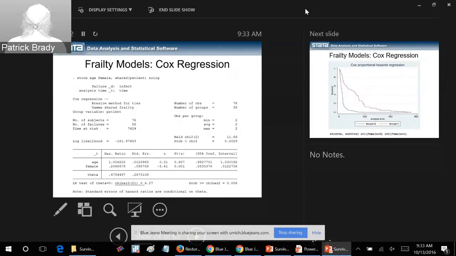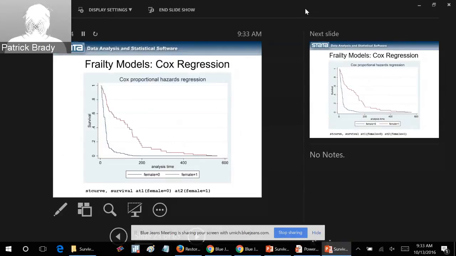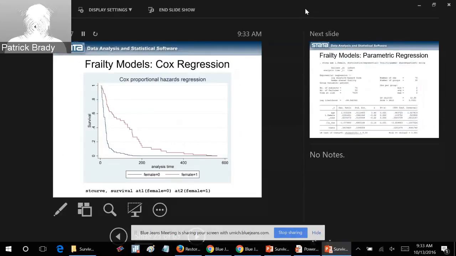It's almost strange to put this section in and not just jump right on into multi-level, but in the history of this and in the survival literature, you'll see these often still called frailty models because that's just how they historically have been modeled. Okay? So we would interpret these hazard ratios just like we did before. It's just that we have to adjust our standard errors, and we can do this stcurve after and see that females are having a longer time to infection than the males.